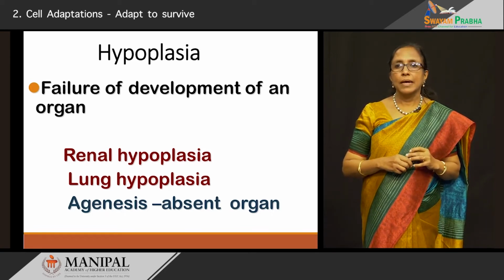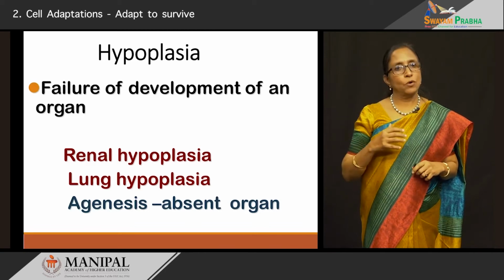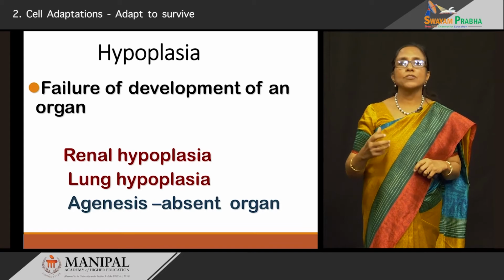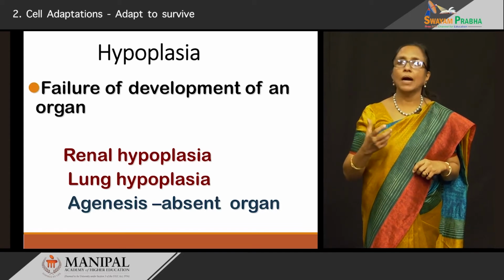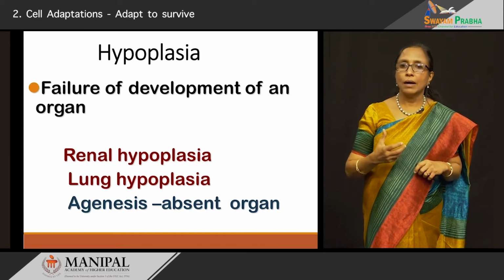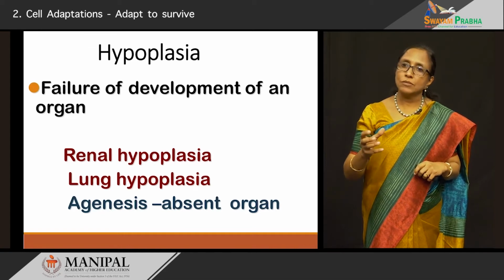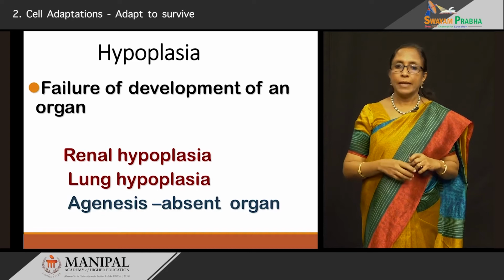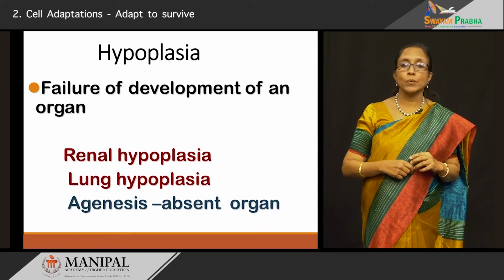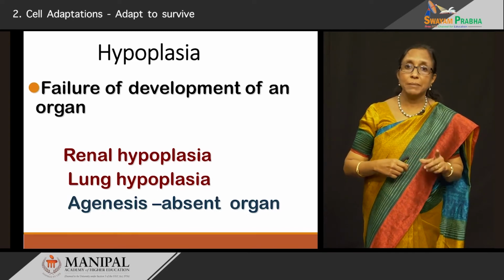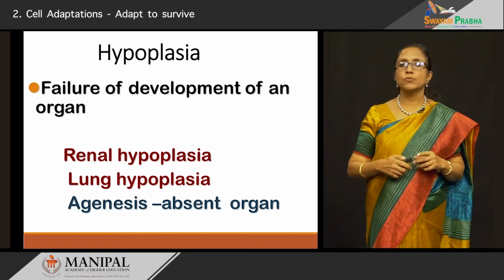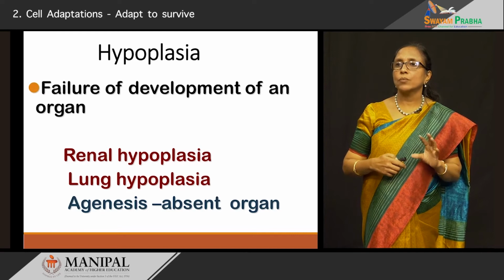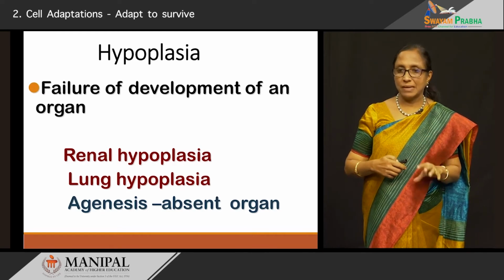That means as part of morphogenesis, or the organs being formed, some organs do not develop, like renal hypoplasia or lung hypoplasia, where the organs do not form from the fetus and in the baby. Another term that we use is agenesis, when the organ is absent. So that is one way when we look at organs, hypoplasia.